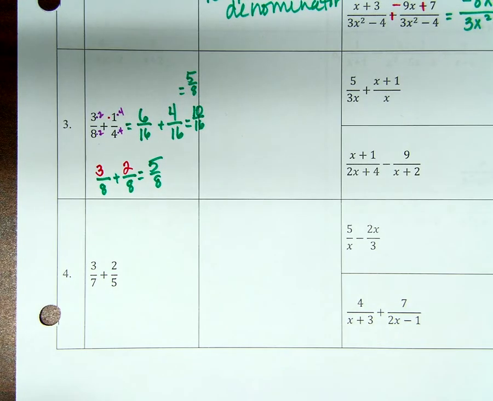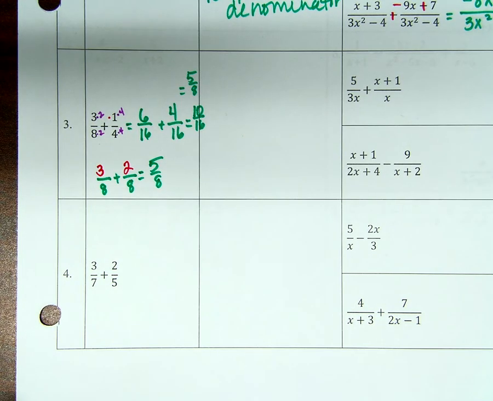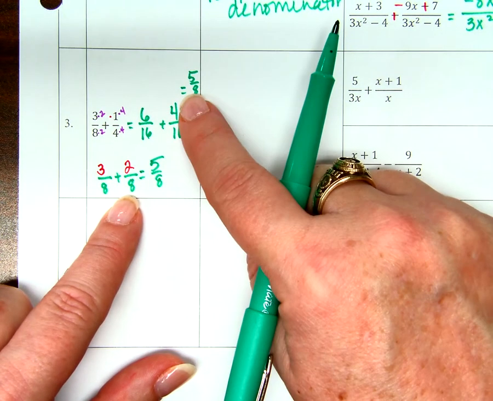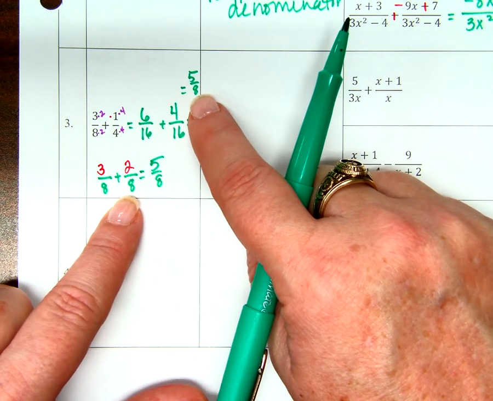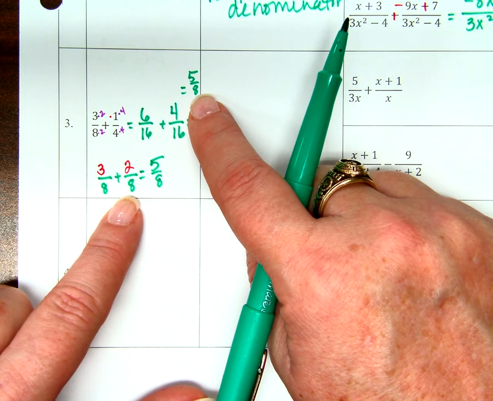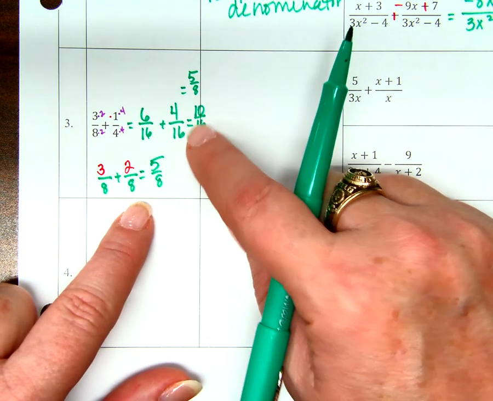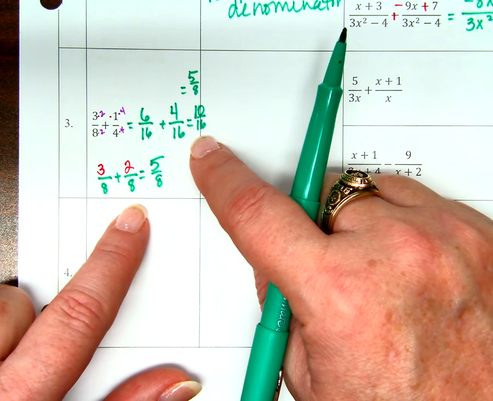Which one was the least common denominator? The 8, right? Notice here, once I got an answer, I had to simplify it, right? I had to do an extra step. I still got the same answer, though. That's what I want you to see. Yes, we want to choose the least common denominator because that will cause us less work, okay?